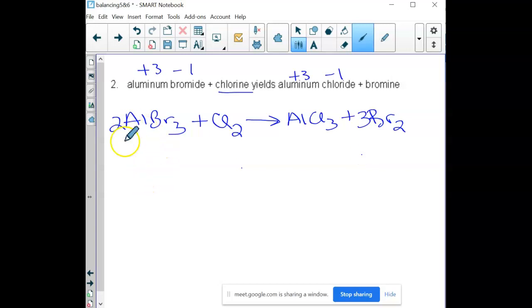So my bromines are good, but when I put my 2 on the left in front of AlBr3, I got 2 aluminum, so I got to put a 2 in front of AlCl3 on the right, which makes my aluminums good, but now I have 6 chlorines, so I got to put a 3 in front of Cl2 to get 6 chlorines. Questions about 2?